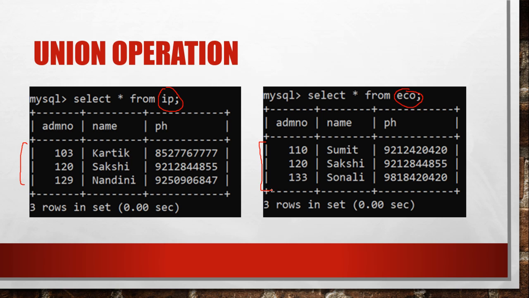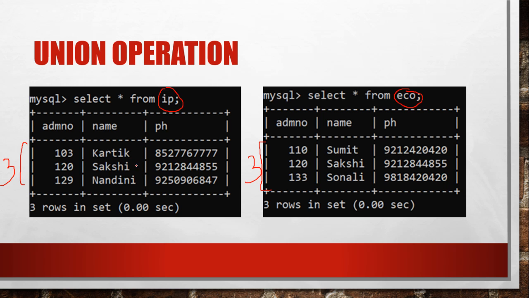Suppose the institute decided to give some gift to their students on the occasion of New Year. So now they have to place an order. They want to see how many students are there in their institute. But if they see that there are three students over here and 3 students over here, and conclude that there are 6 students, then they are mistaken.